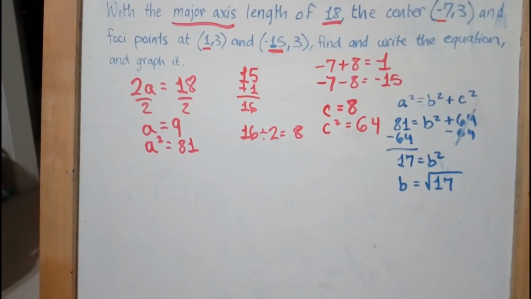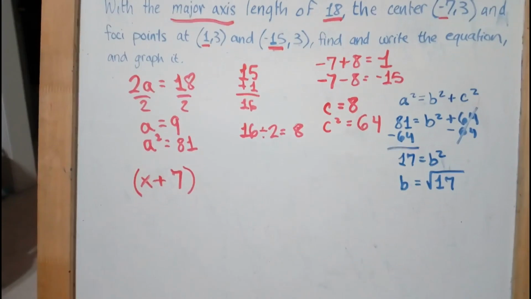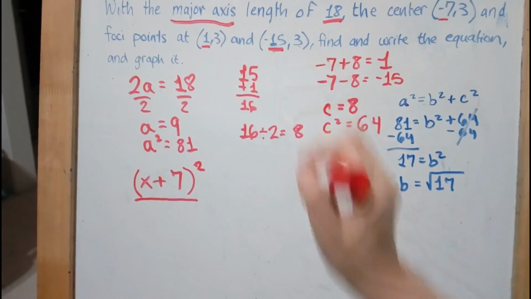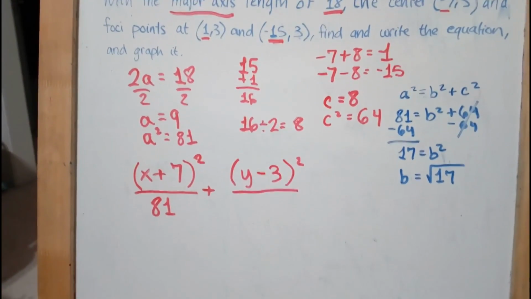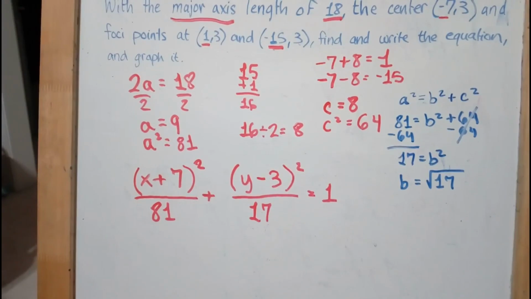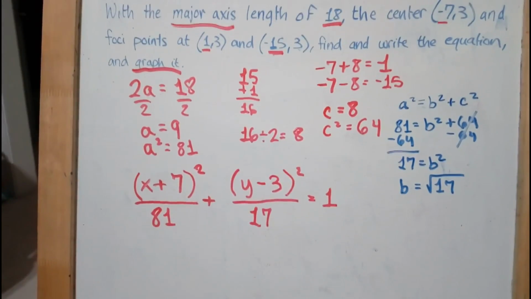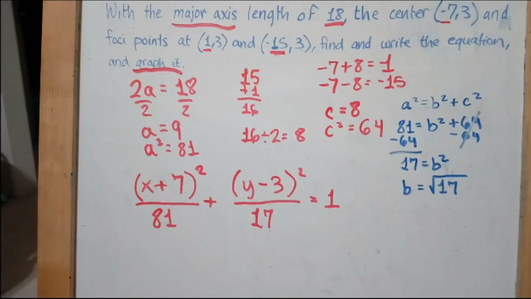So since we know the center, we can write x plus 7 squared over 81 plus y minus 3 squared over 17 is equal to 1. And since we see the x value in the foci points is the value being moved, then we can assume that the vertices, which is a, is associated with the x, which is why 81 is below the x. So now we have to graph the equation.